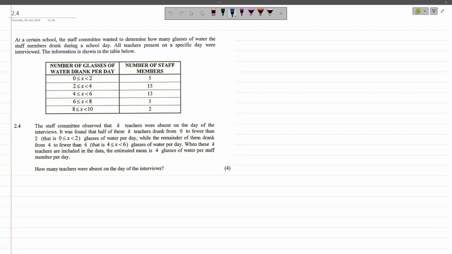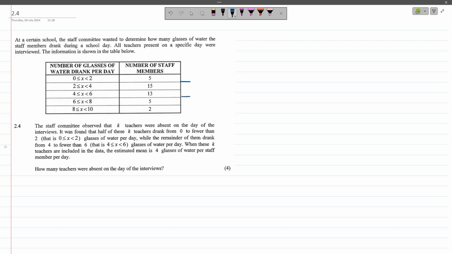2.4 says the staff committee observed that K teachers were absent on the day of the interviews. It was found that half of these K teachers drank from 0 to fewer than 2 glasses of water per day, while the remainder of them drank from 4 to 6. So the rest of them were in here, from 4 to 6 glasses of water per day.